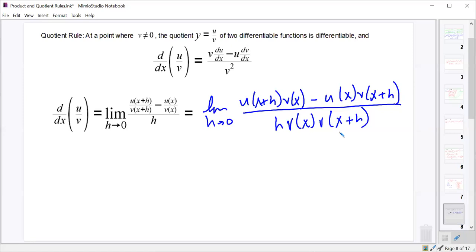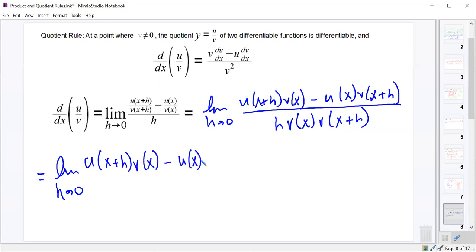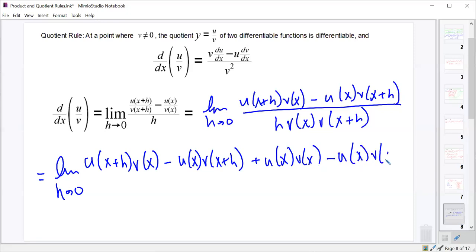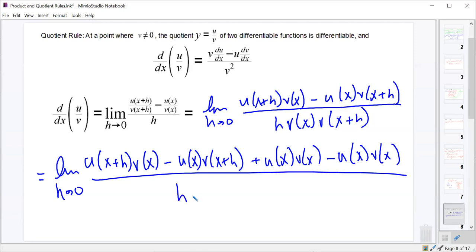That's all right. We're going to add in a u of x times v of x to the numerator, and we're going to subtract the u of x, v of x from the numerator. So we're going to turn this into the limit as h approaches 0 of u of x plus h, v of x, minus u of x, v of x plus h, and then we're going to add plus u of x, v of x, and subtract u of x, v of x, all over h, v of x plus h. So far good?